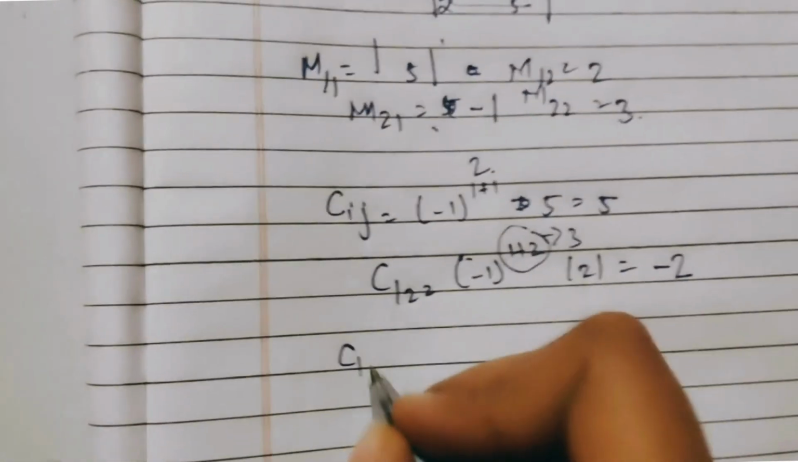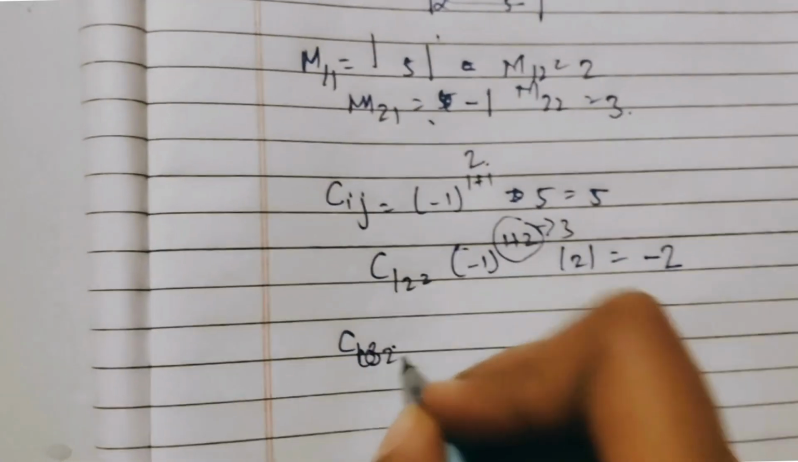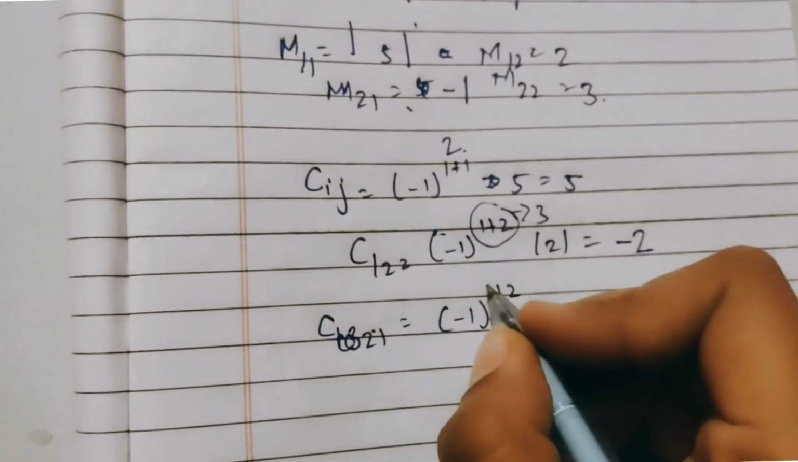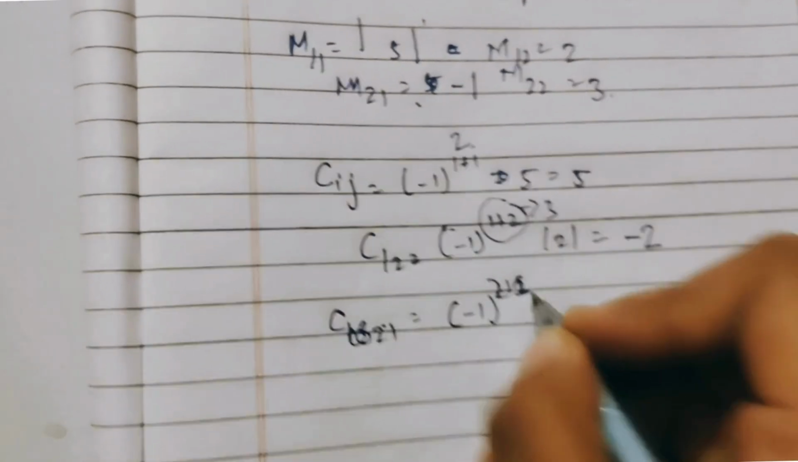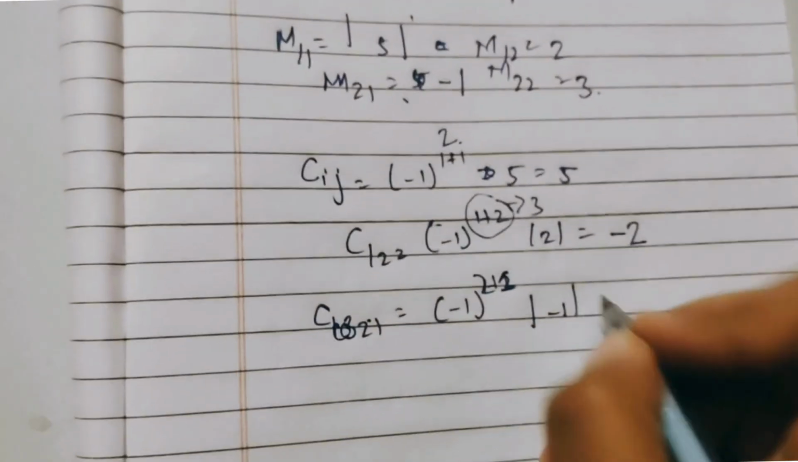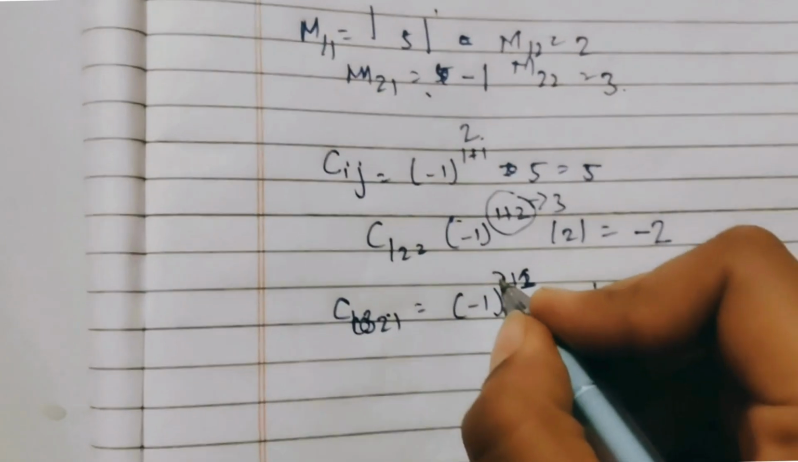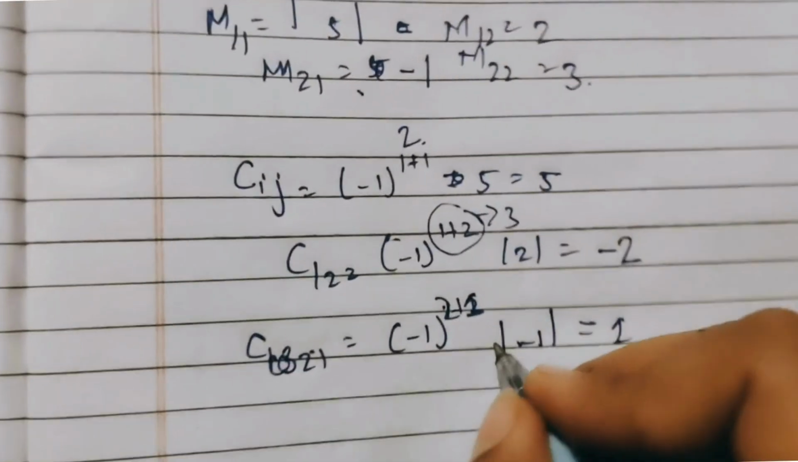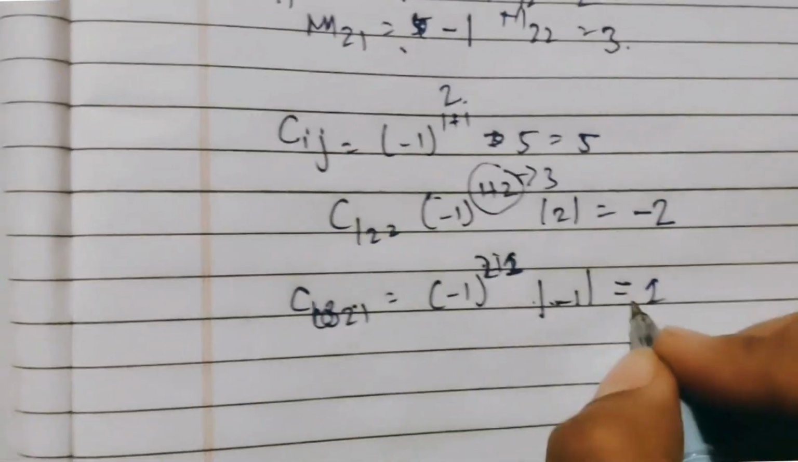Now here it is C21, it is equal to (-1) to the power 2 plus 1, that is 3, and here we have -1. This is -1, and here we also have the negative value, so we will get the positive value, that is 1, because minus and minus become plus.